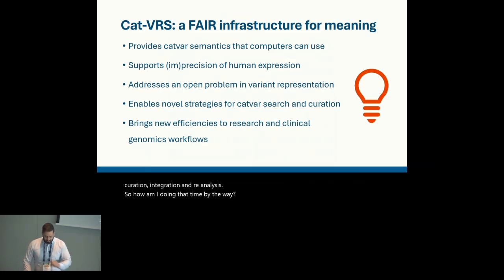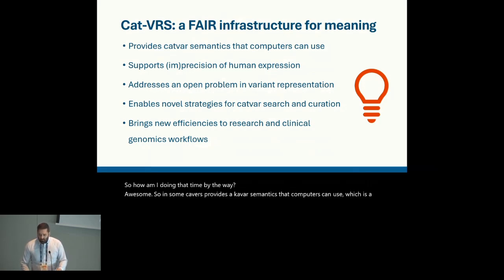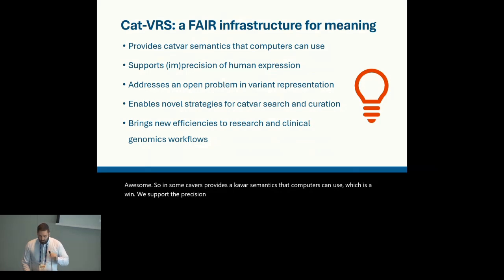Great. Awesome. So in sum, Cat-VRS provides semantics that computers can use, which is a win. We support the precision or imprecision of human expression and meet people where they're at, so we don't damage provenance and we don't introduce over-precision. We address an open problem in variant representation. We enable novel strategies for search and curation, and we bring new efficiencies to research and clinical genomics workflows.